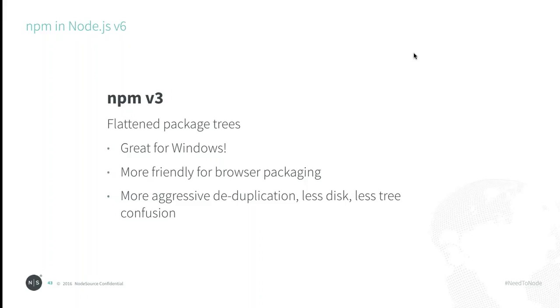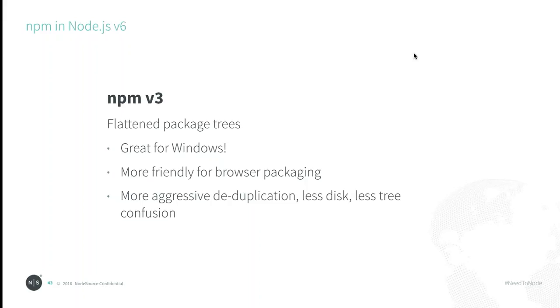The first one is that the package trees, install trees, are now very flat, much more flat than they were before. They're maximally flattened, so as flat as they can be, which is great for Windows because Windows has path length character limits. So now Windows users should be able to install most things without having errors about not being able to fit in package name paths. Which is potentially also more friendly for browser packaging, depending on how you're packaging. If you're not using a fancy Webpack or Browserify, you can do some interesting things and make some assumptions about locations.